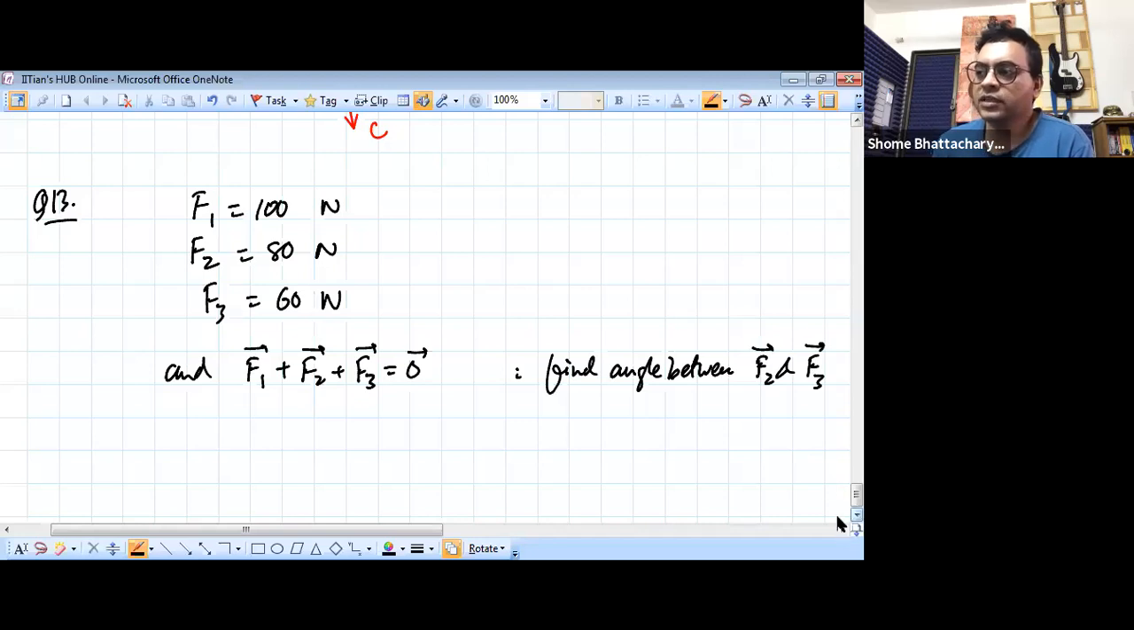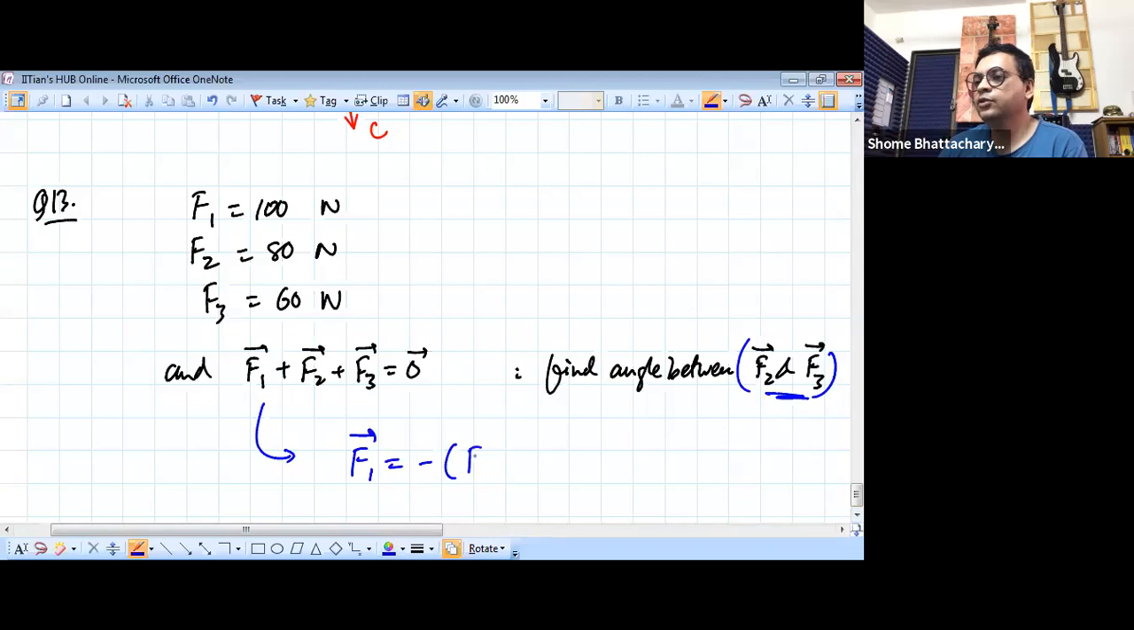Yeah, of course we can conclude that the resultant of the 3 is 0. That means if the three forces are acting simultaneously on a body, that body will be in equilibrium because net force will be 0. But also, another way to interpret this question, especially because you are asked the angle between F2 and F3, is that we can say that F1 is negative of F2 plus F3. This would be an accurate statement.